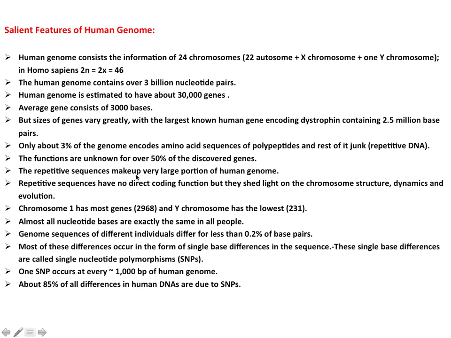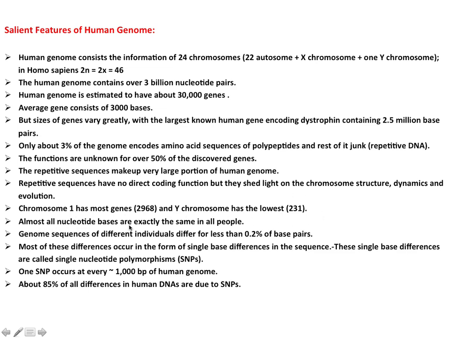The repetitive sequences make up a very large portion of the human genome. These repetitive sequences have no direct coding function, but they shed light on chromosome structure, dynamics, and evolution. Previously they were considered junk DNA, but now it is clear that they have a specific role in chromosome structure, dynamics, and evolution. Chromosome 1 has the most genes. It contains almost 2960 genes, and chromosome Y has the lowest number of genes. It contains only 231 genes.